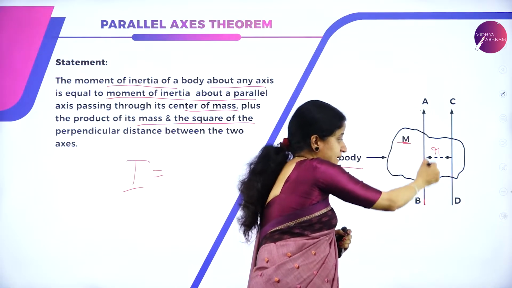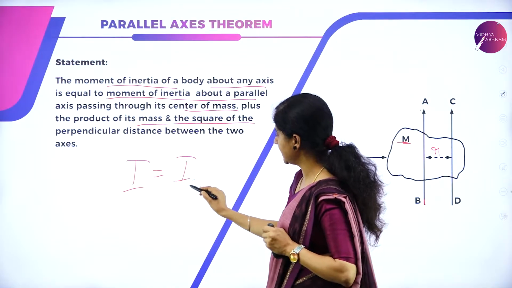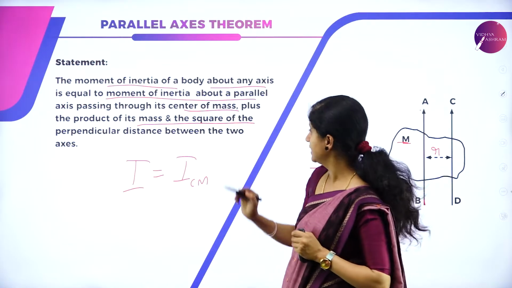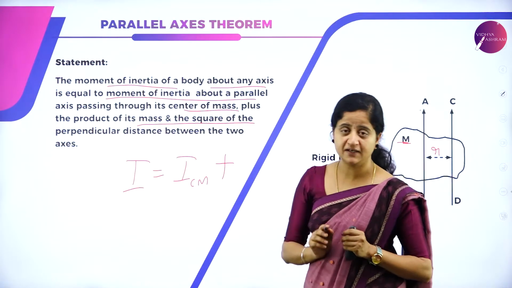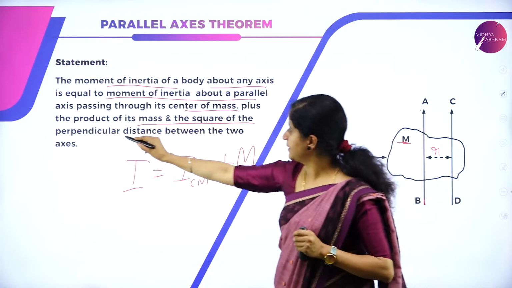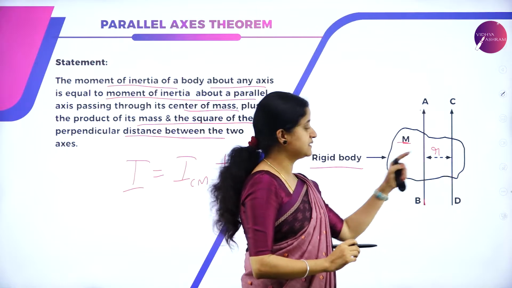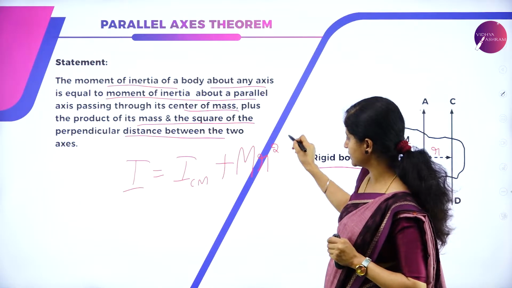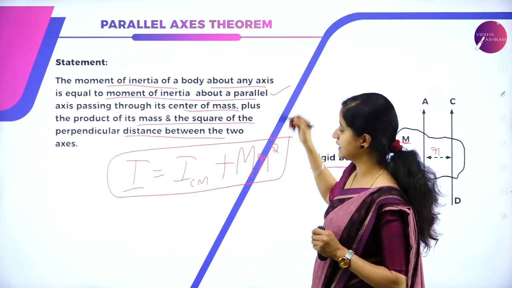That is, I can write it as ICM, the inertia passing through its center of mass, plus the product of mass and the square of the perpendicular distance between the two axes. Here the perpendicular distance between the two axes is r. So the square of the perpendicular distance gives mr square. Just by remembering this expression, you can easily write the statement.